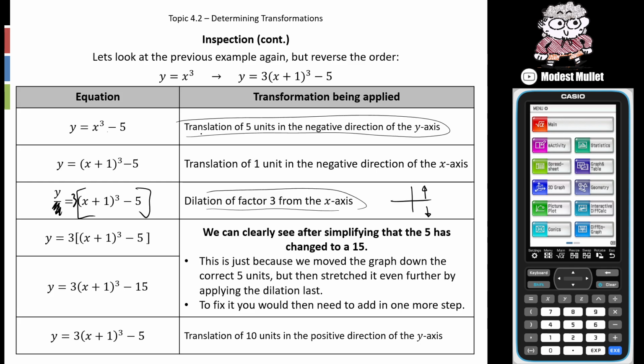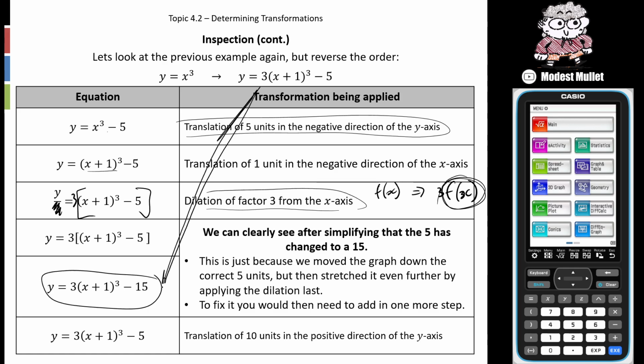So if we put the translation in first, that's fine, the minus 5 goes in. We put the horizontal translation in, we put the plus 1 in, that's fine. But if we do a dilation factor of 3 from the x-axis, that's where we replace f of x with 3 f of x. That's fine, we got our 3 in there. But that has to be applied to everything, which technically means it's going to be applied to the minus 5. If you then expand that out, that becomes negative 15, and that does not match.